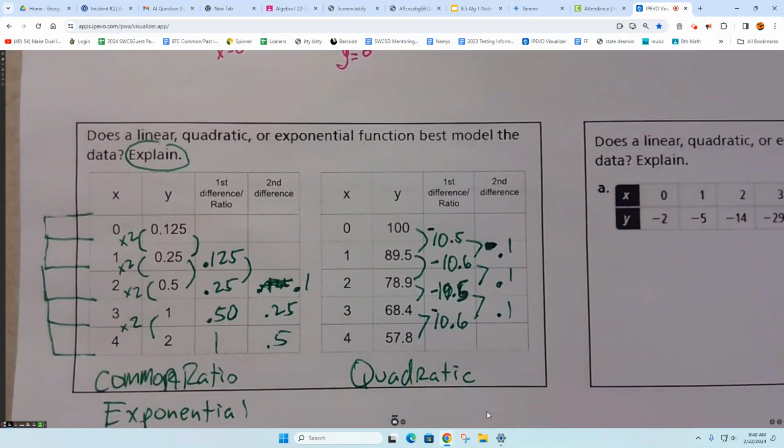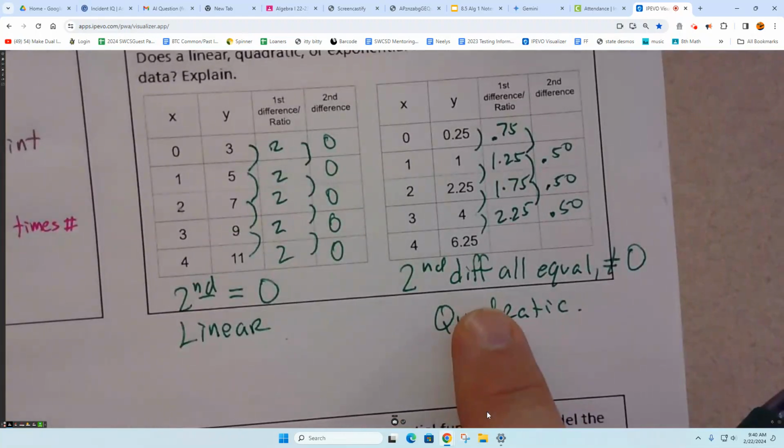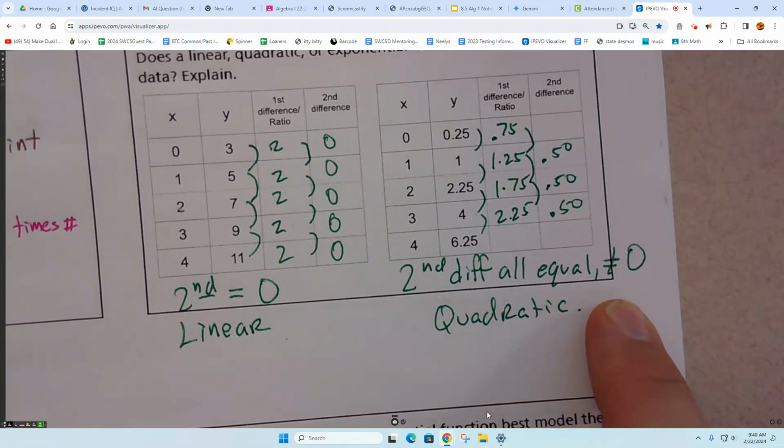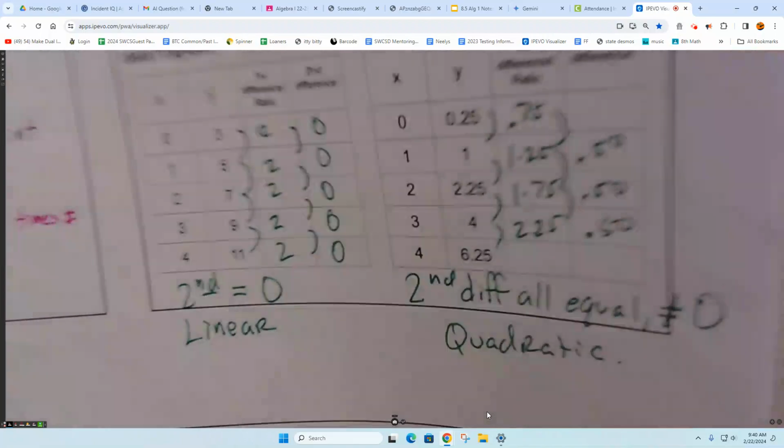Okay. I'm confused how it's quadratic if they're all still equal, like 0.1. Why is it doing that? Is that what you're saying? Yeah, because the other ones are, oh, never mind. I just looked at the top one. Yeah. So we said over here, second differences are all equal, but not equal to 0. Okay, I thought I mixed up with that. You good? Yeah. Okay.